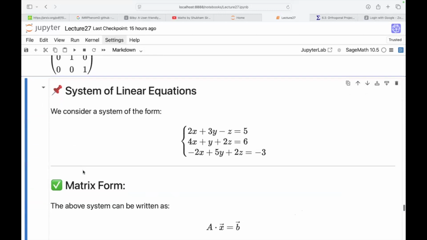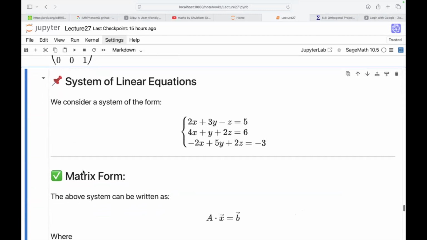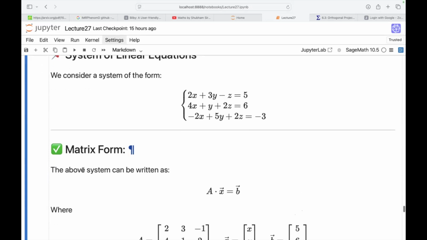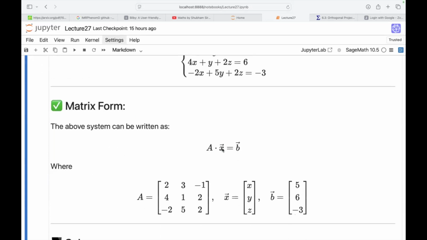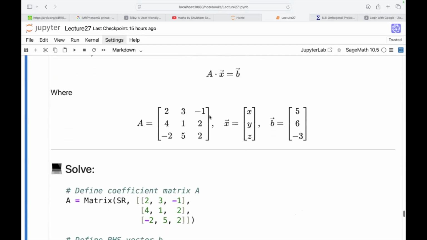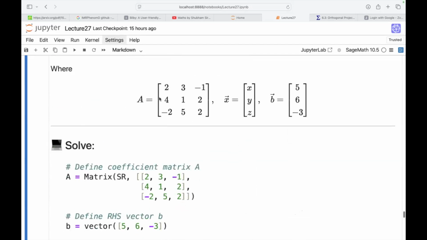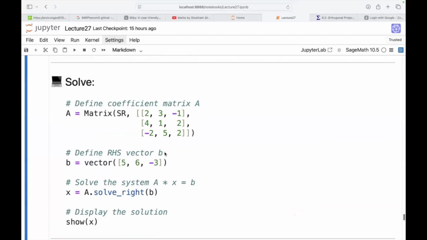And also define the system of linear equations. We consider a system of three equations: 2x plus 3y minus z equal to 5, and 4x plus y plus 2z equal to 6, and minus 2x plus 5y plus 2z equal to minus 3. And the matrix form A dot x equal to vector B, where A is the coefficient matrix 2, 3, minus 1, 4, 1, 2, and so on, the x vector and the B vector. And also they define the matrix.